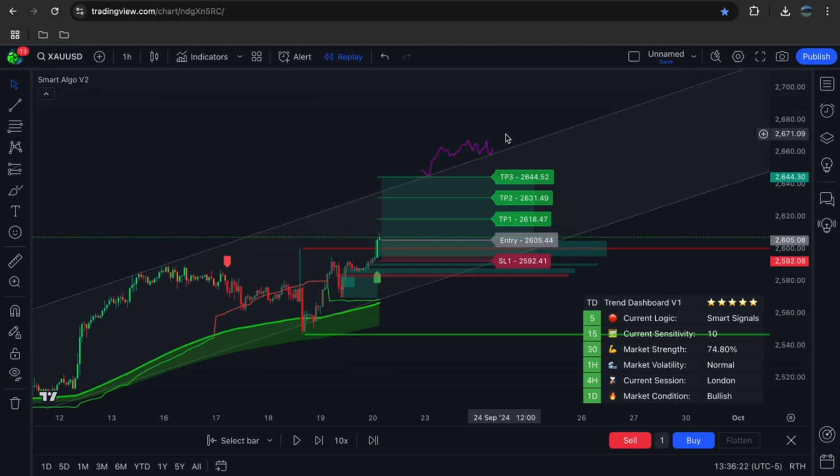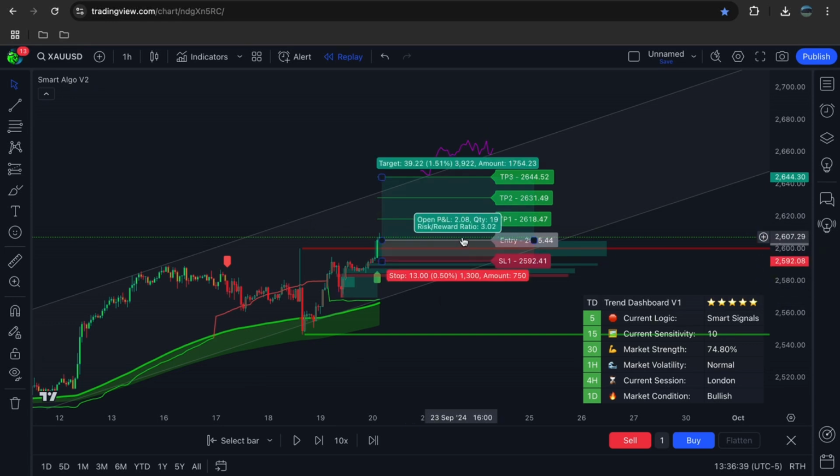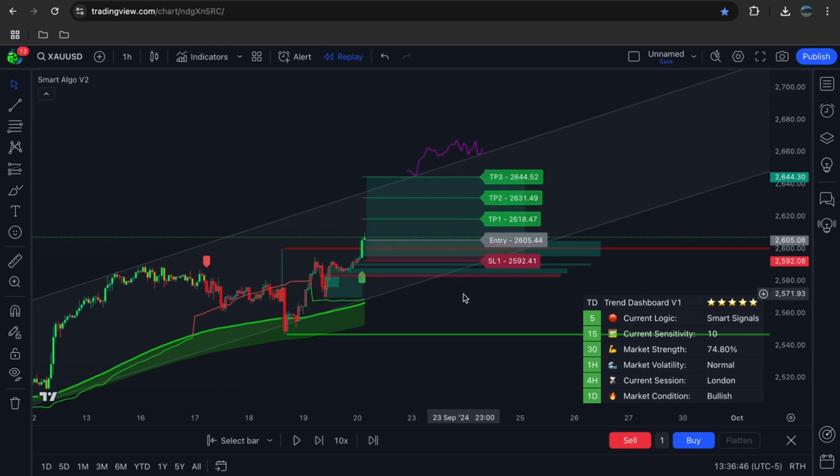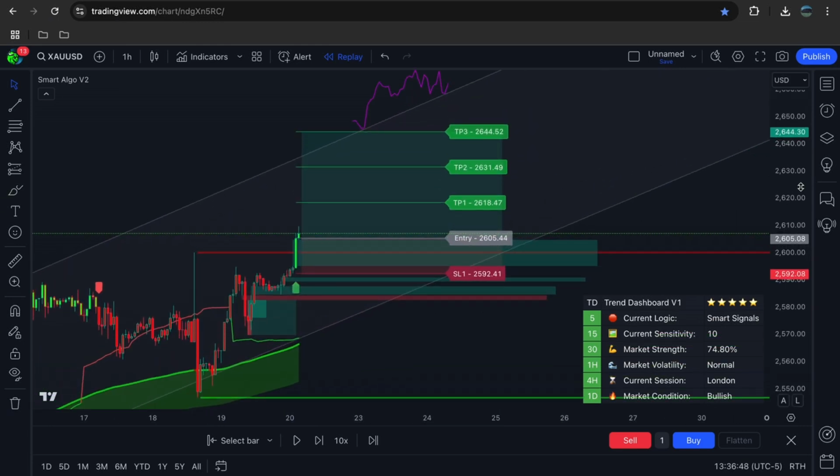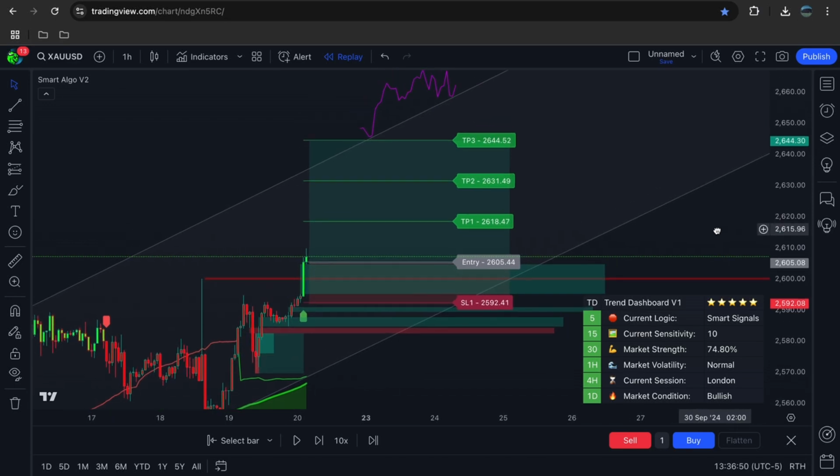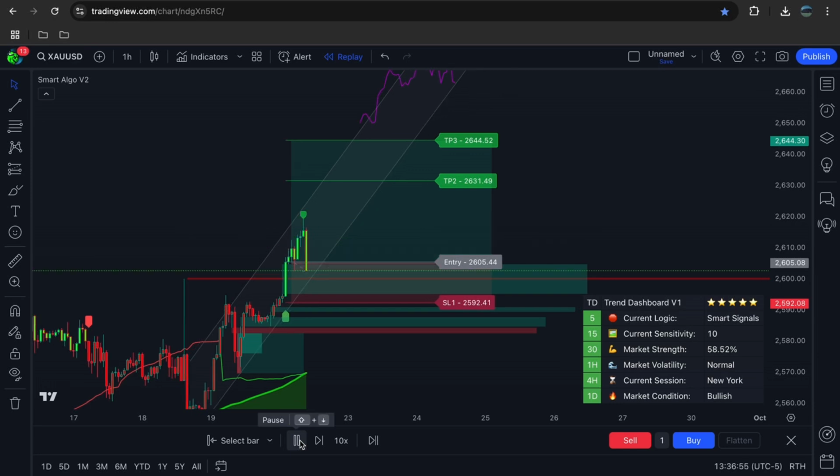After entering the trade, managing it becomes key. This is where the take profit and stop loss levels come in. These levels are automatically displayed on your chart to simplify your trade management. Set your stop loss below the last swing low to protect your capital and target a risk-to-reward ratio of at least 1 to 2. You can use multiple take profit levels, such as TP1, TP2, and TP3, to lock in partial profits as the trade moves in your favor. For example, take partial profits at TP1 and let the rest of the trade run toward TP2 or TP3.